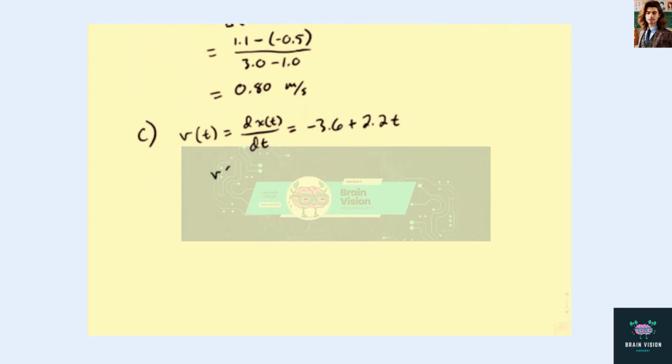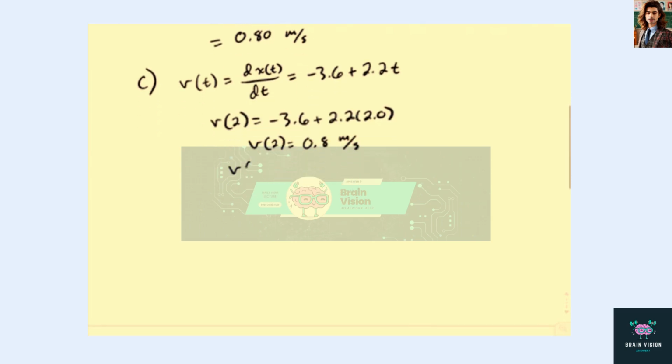And then to find v of 2, we plug it in again. So plug in 2 seconds, and this equals 0.8 meters per second. And at 3 seconds, it's going to equal, again, we'll plug in 3. This equals 3 meters per second.